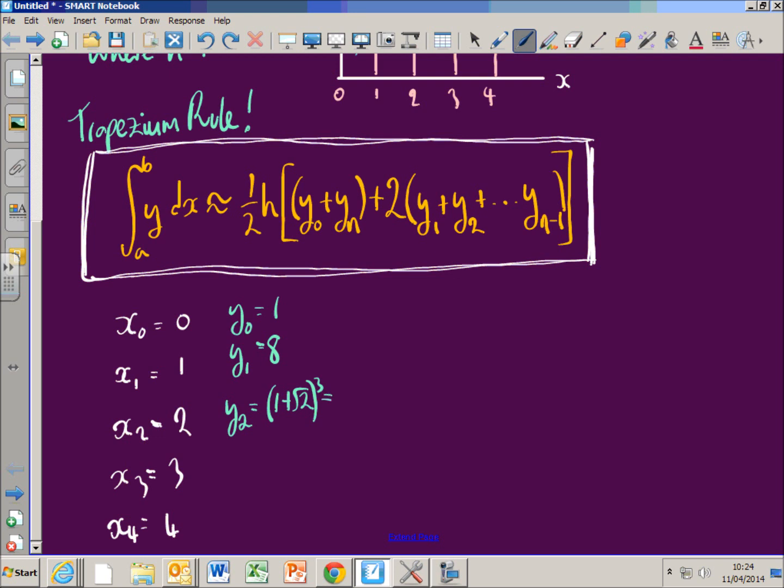Can you just do that on your calculator? It's 7 plus 5 root 2. Okay. Should we just write it as a decimal? It's fine using decimals here. 1 plus root 2, all cubed.